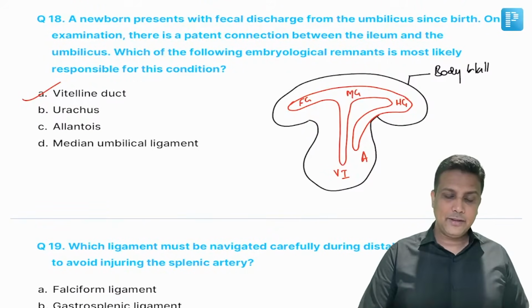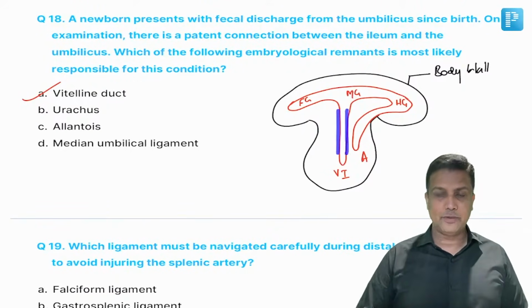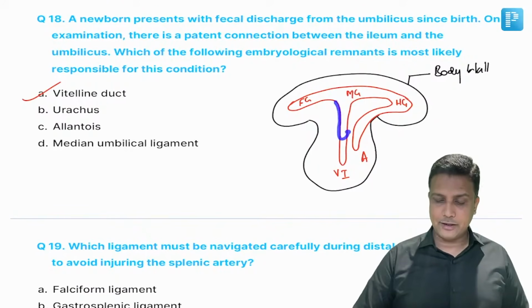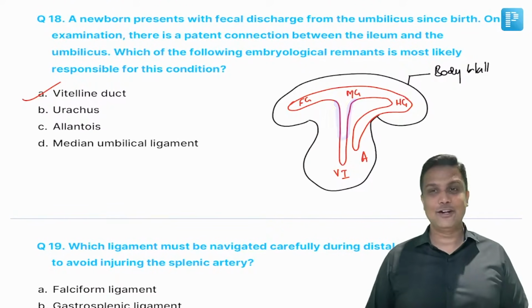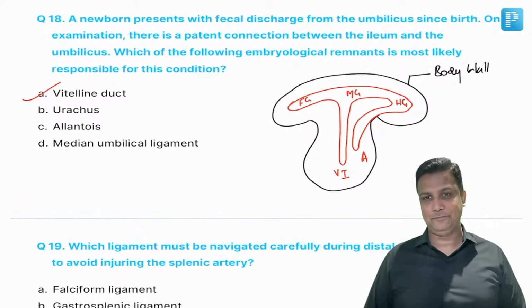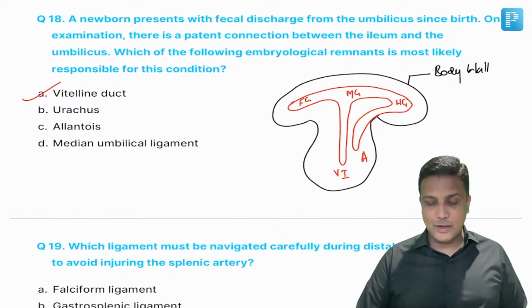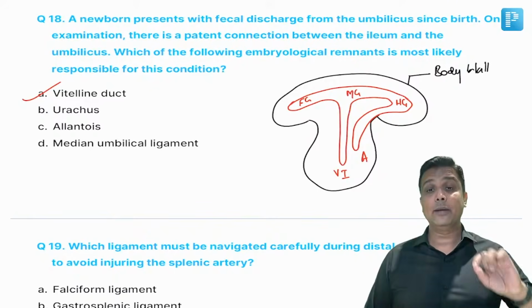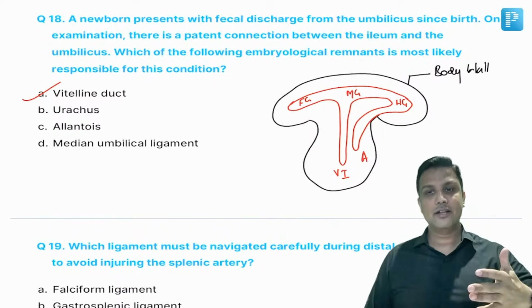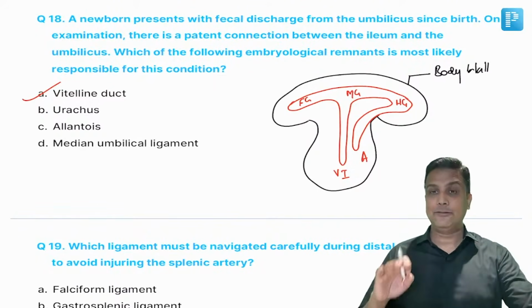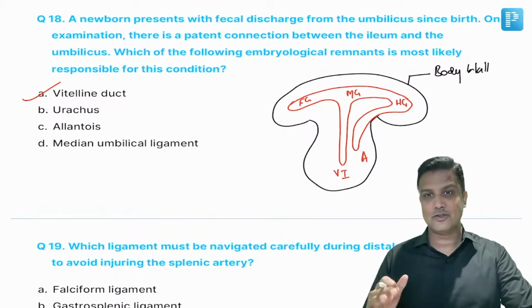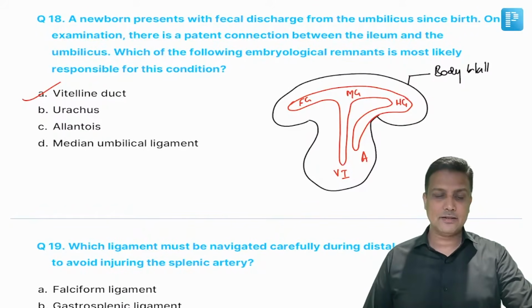Now, sometimes what will happen, the entire vitello-intestinal duct is not persisting, only the proximal part of that will persist, and this is actually referred to as the Meckel's diverticulum. So I repeat again, if the entire vitello-intestinal duct is persisting, then we'll be able to see that meconium, the fecal discharge around the umbilicus, and if only the proximal part of that is persisting, then it will be referred to as Meckel's diverticulum.